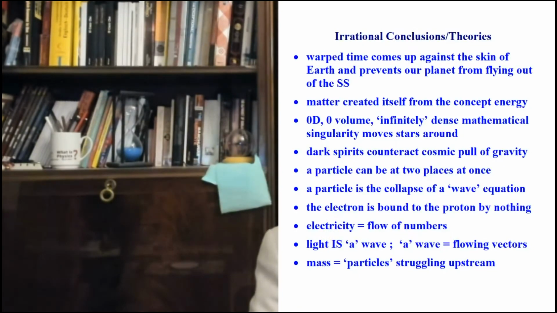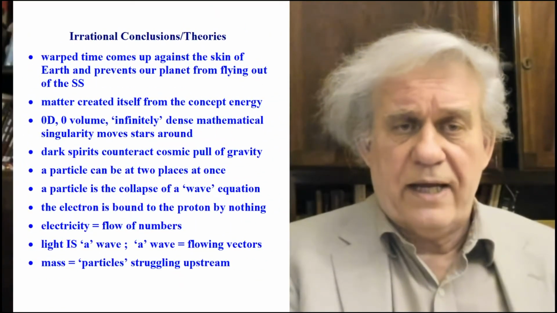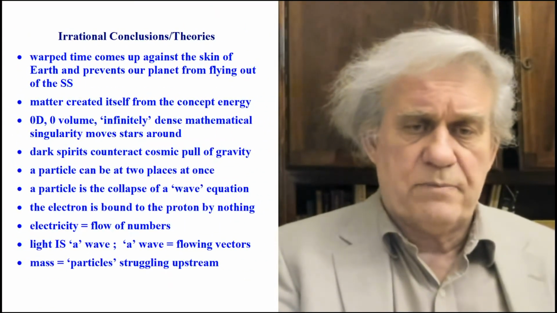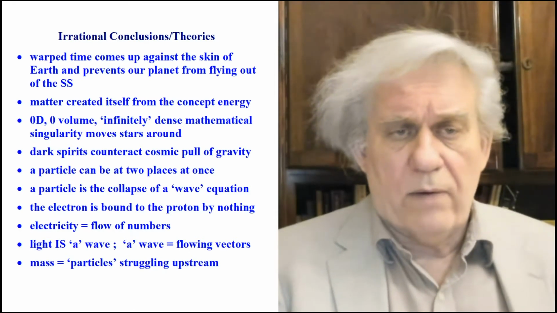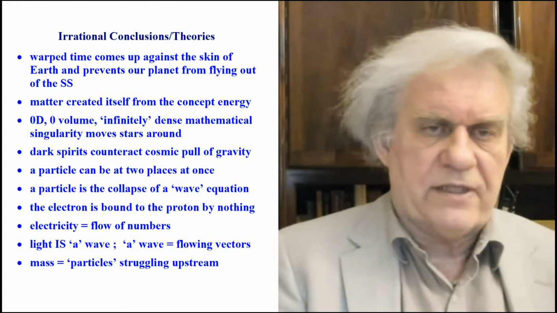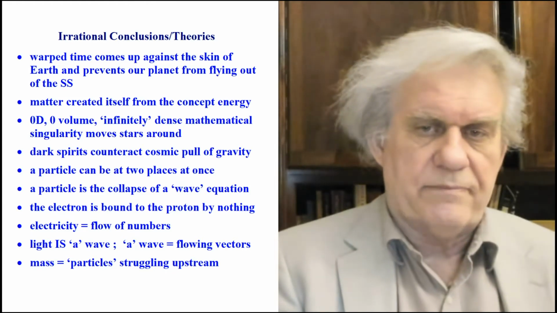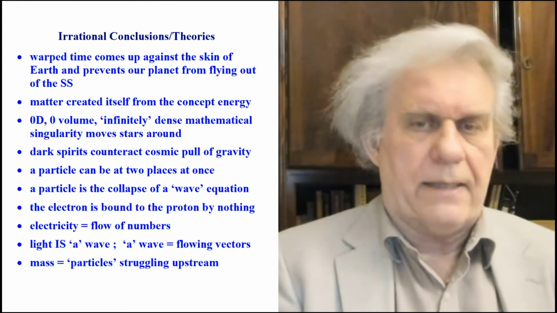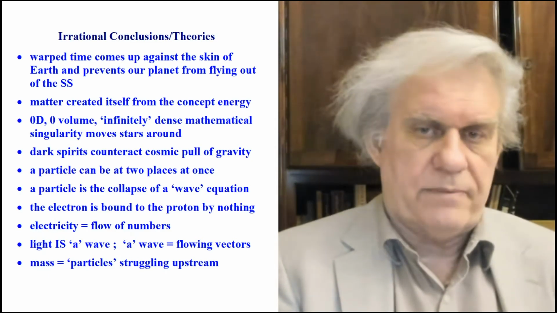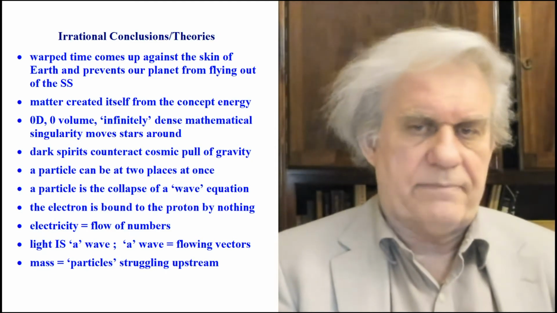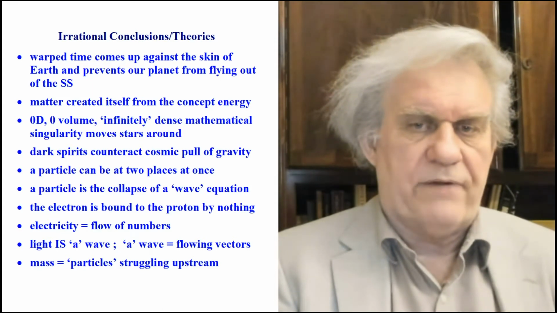And what's the outcome of all this? Well, after you do all these steps, this is what we have today. We have all irrational explanations. Here's a listing just off the top of my head. Warp time comes up against the skin of Earth and prevents our planet from flying out of the solar system. They're saying that there's a wall of warp time. They call it space-time, right? And space-time is warped, meaning time is warped. We have a concept that is warped, and that's what prevents the Earth from flying out.